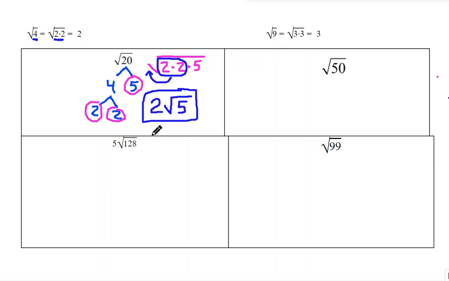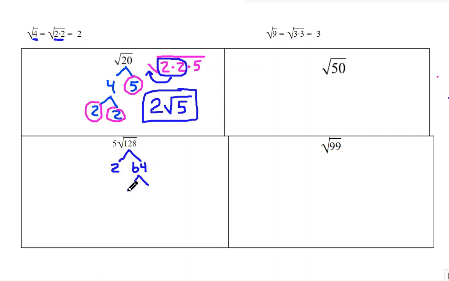All right, let's do this one right below it. This one has a 5 in front, and we're going to get to that in a second. But first, I have to break down what's inside the radical. So I have 128. I'm going to break that down. What times what will give me 128? Well, I see it's even, so I know I can divide it by 2, right? 64. So 2 times 64 would get me 128. All right, 2 is a prime number. I can't break that down anymore. 64 I can break down though.